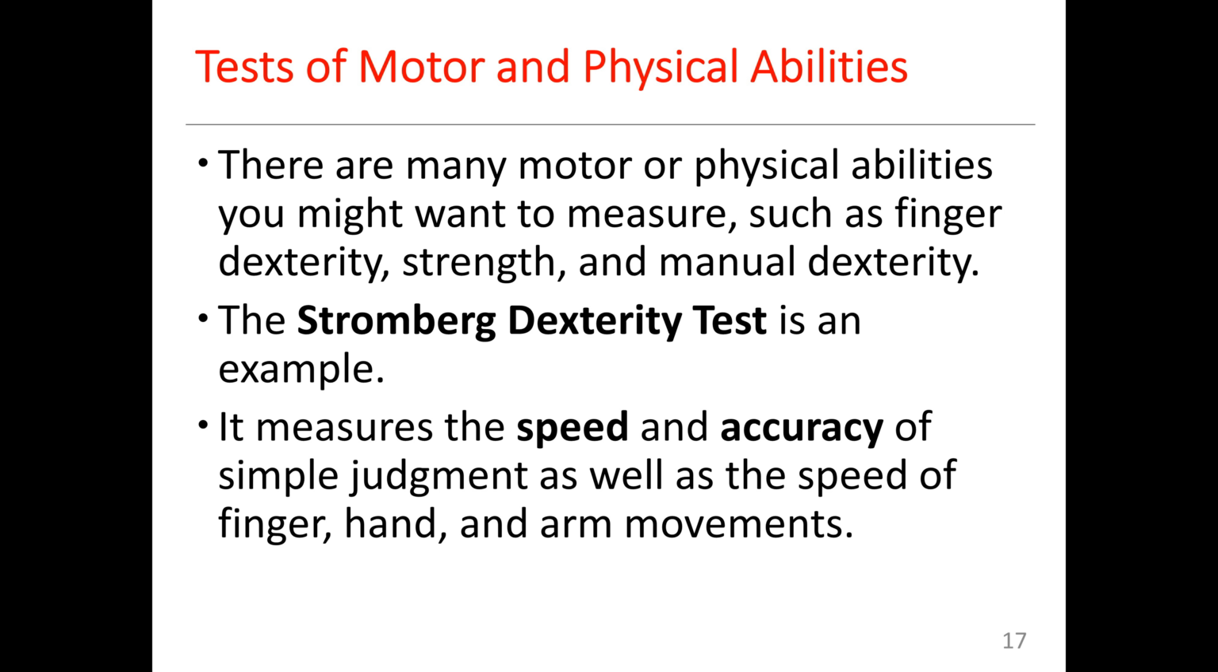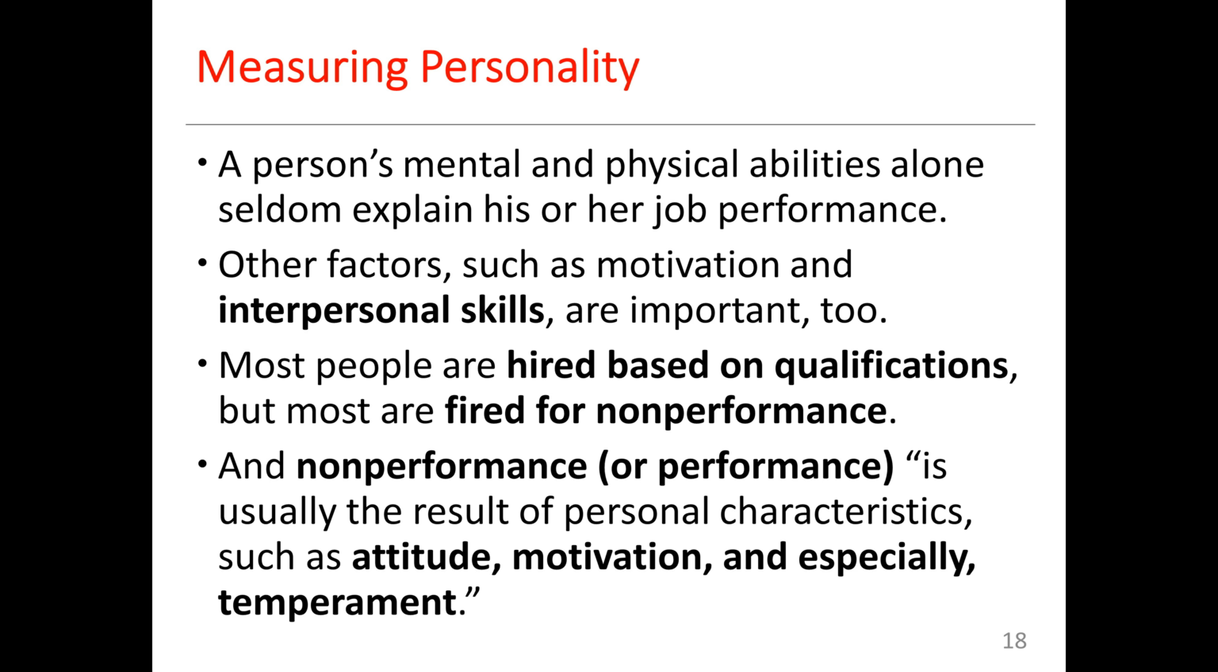The Stromberg dexterity test is an example. It measures the speed and accuracy of simple judgment as well as the speed of finger, hand, and arm movements. Measuring personality. A person's mental and physical abilities alone seldom explain his or her job performance.